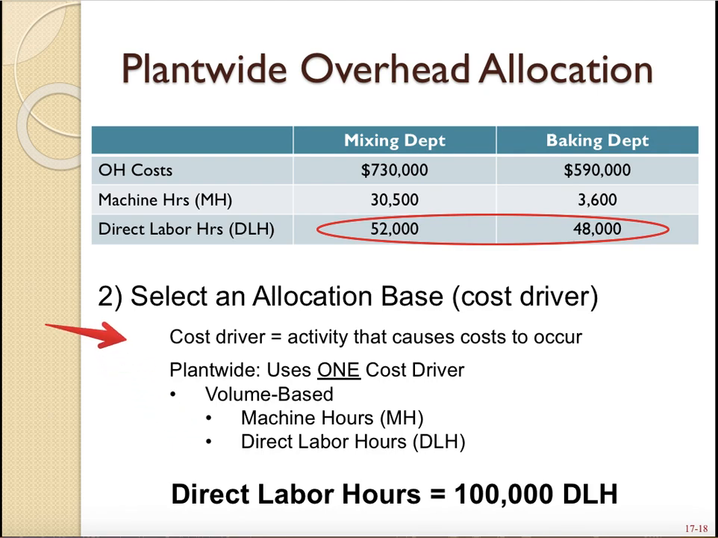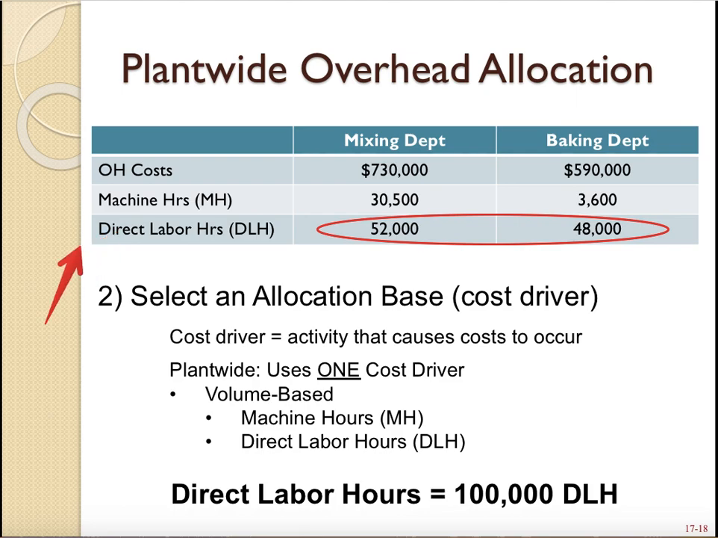So for your plant-wide overhead rate, you have to choose just one. So even though we have data here for the machine hours and the direct labor hours, you only choose one. And so you can do whatever makes more sense for your business, right? If you have a product that's mostly made by machine, you might pick machine hours. If you have a product that's mostly made by hand, you might pick direct labor hours. But really all products kind of use a combination of both. So you just have to pick whichever one you want to use.